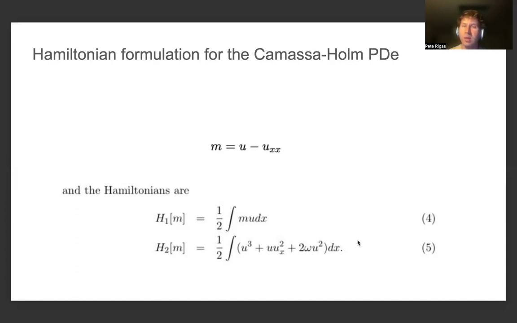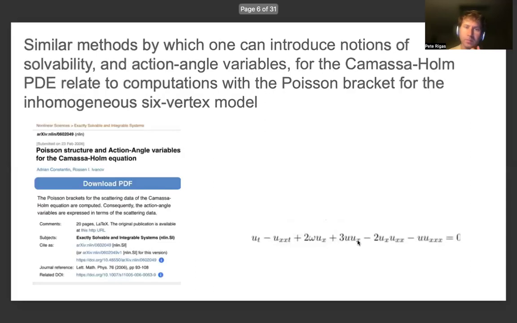the fact that there can be a complicated system of Poisson brackets, which can result in determining that an integrability or exact solvability condition holds from the Hamiltonian flow in the presence of inhomogeneities of the six-vertex model. And so similar methods by which one can introduce notions of solvability and action angle variables for the Kamasa-Home PDE relate to computations of the Poisson bracket for the inhomogeneous six-vertex model.